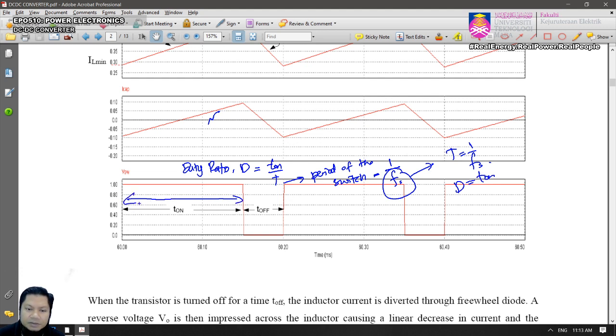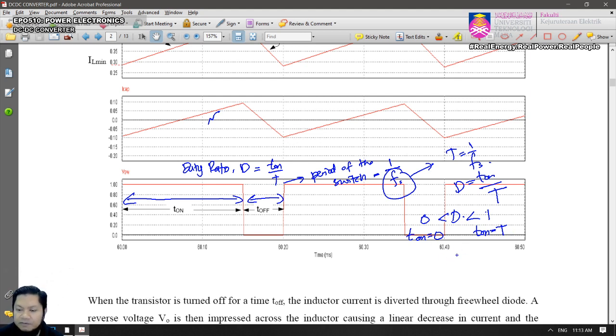This is T on, and this is switch is off. Okay, so T on over T, so this is duty ratio, and we can have D from 0, which is T on equals to 0, and D equals to 1, whereby T on equals to T. Which means you turn on all the time the switch.